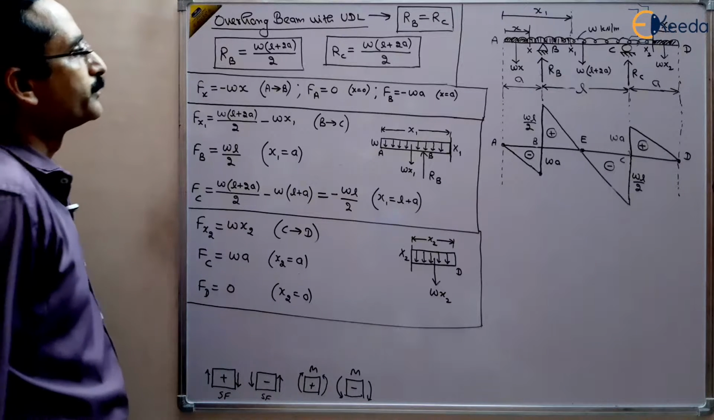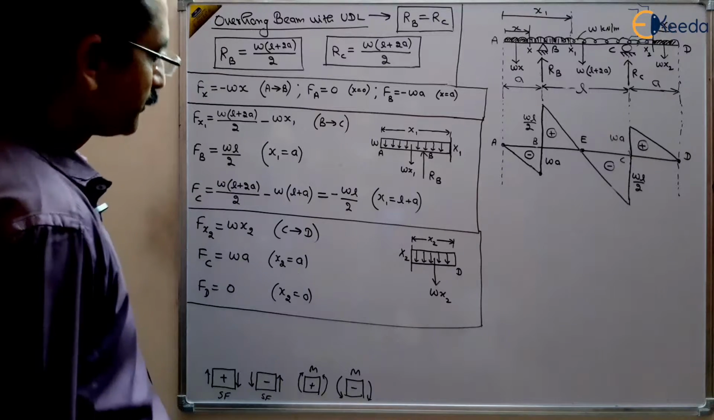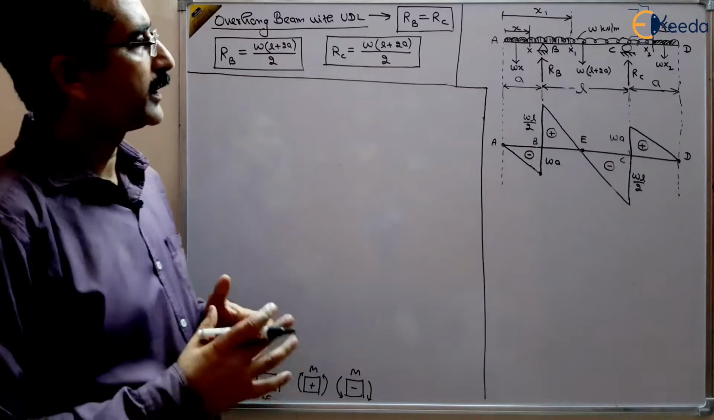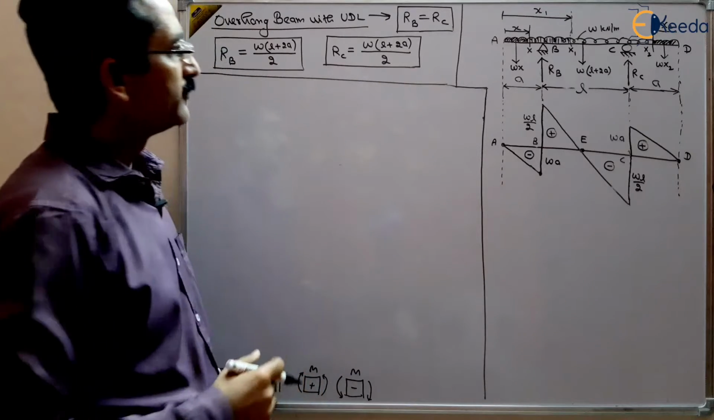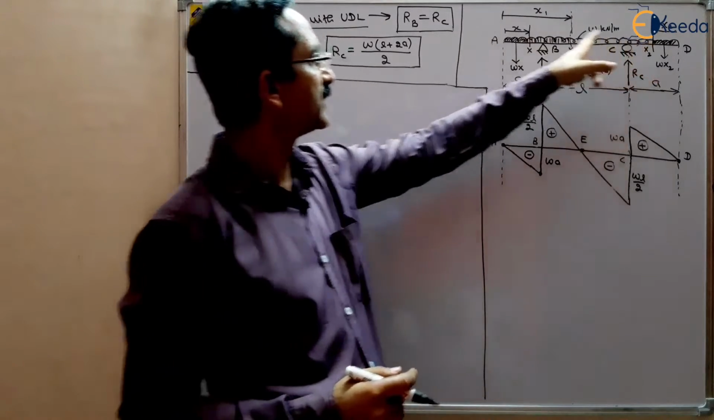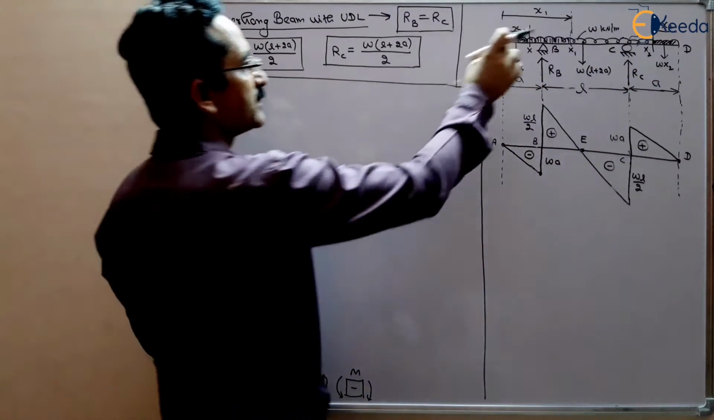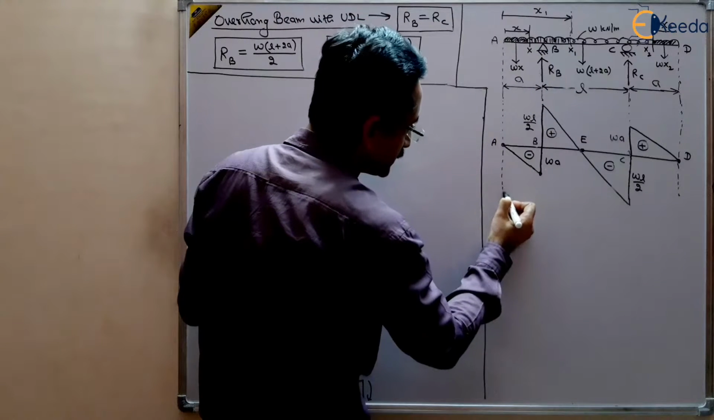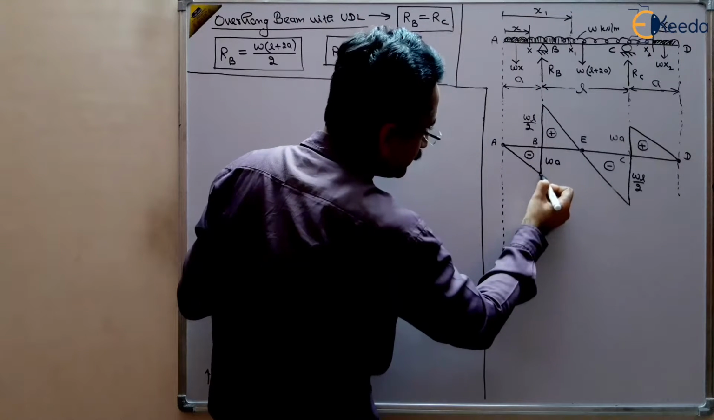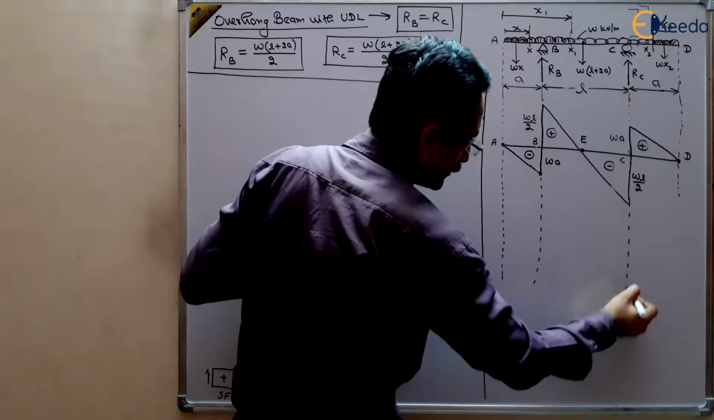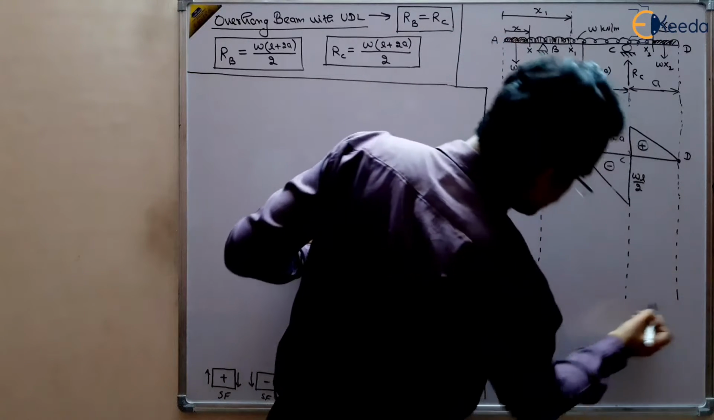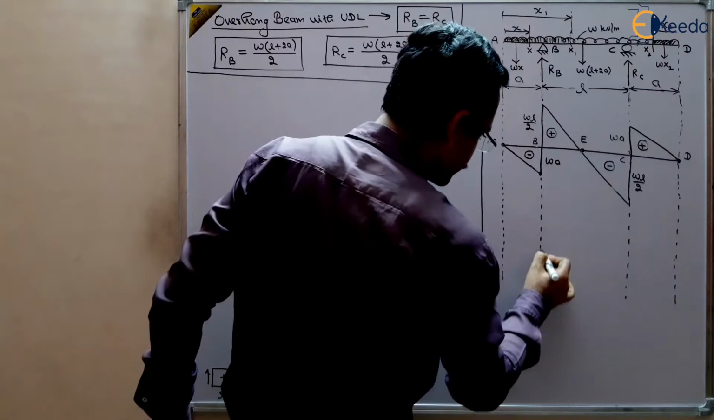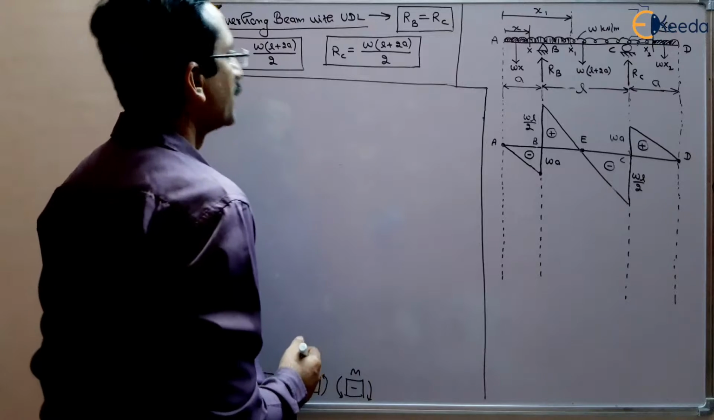Now we want to draw the bending moment diagram for the same. Let us draw now the bending moment diagram for the same beam. We are utilizing the same cross sections. First of all, take this cross section and find out the bending moment at cross section X.